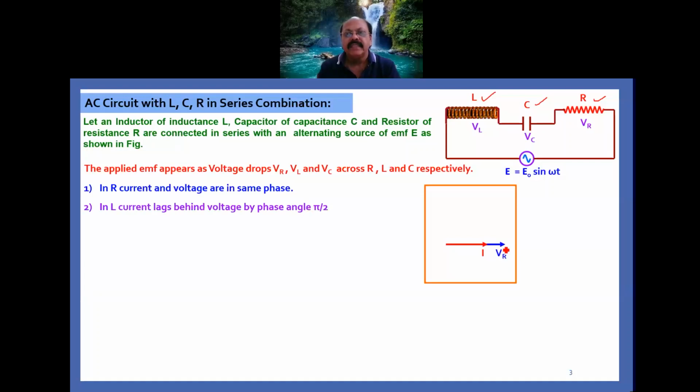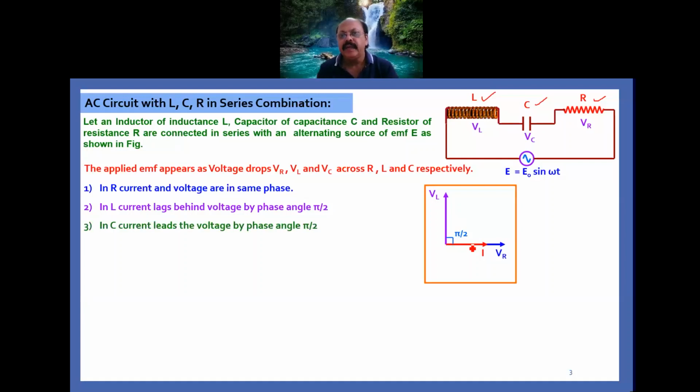Now in an inductor of inductance L, alternating current lags behind the voltage by the phase angle pi by 2. You can see here this red line is the phasor of current, and in case of an inductor, current lags behind the voltage by the phase angle pi by 2, or we can say that the alternating EMF or the voltage leads the current by the phase angle pi by 2. You can see here the phasor diagram for the inductor.